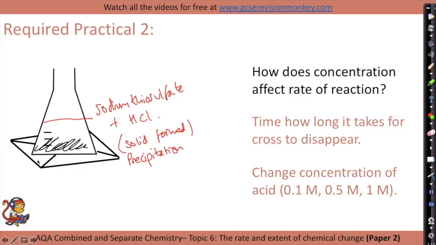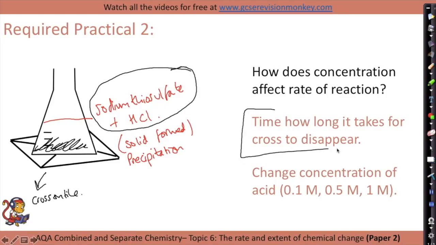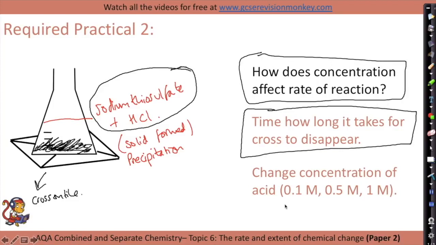So first of all, when you put the conical flask on your tile with a cross on it, because the reactants are colourless, you'll be able to see the cross through the tile. At the point that you put these two in the conical flask, you can start a timer and then time how long it takes for the cross to disappear, because a solid will form and this will start to go cloudy and you will no longer be able to see your cross. You could then, like before, investigate how the concentration affects the rate of reaction by changing the concentration of either the sodium thiosulfate or the hydrochloric acid.